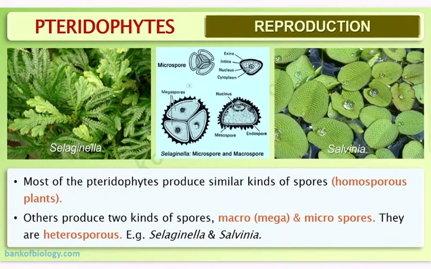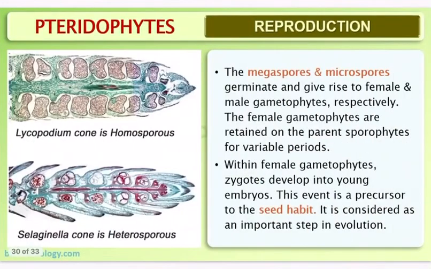Others produce two kinds of spores, that is macro, that is mega, and microspores. They are heterosporous. Example, Selaginella, Salvinia. So two types, microspore and megaspore. You can see in Selaginella, microspore and macrospore. So this is microspore and this is macrospore or megaspore. And the megaspores and microspores germinate and give rise to female and male gametophytes respectively.